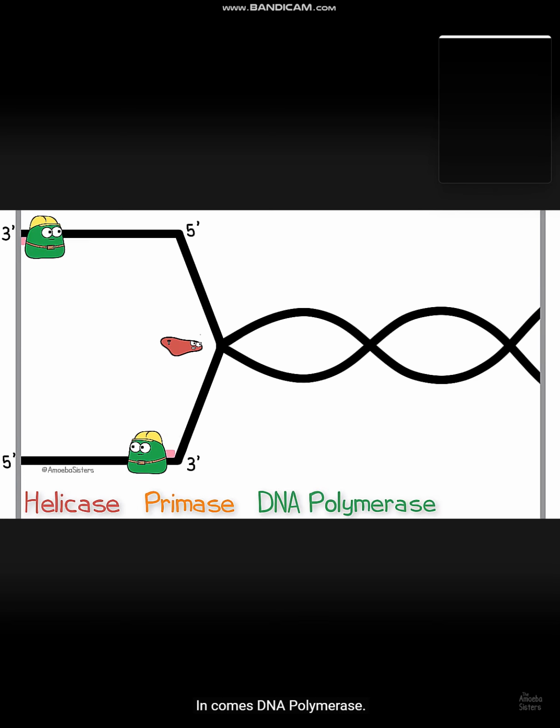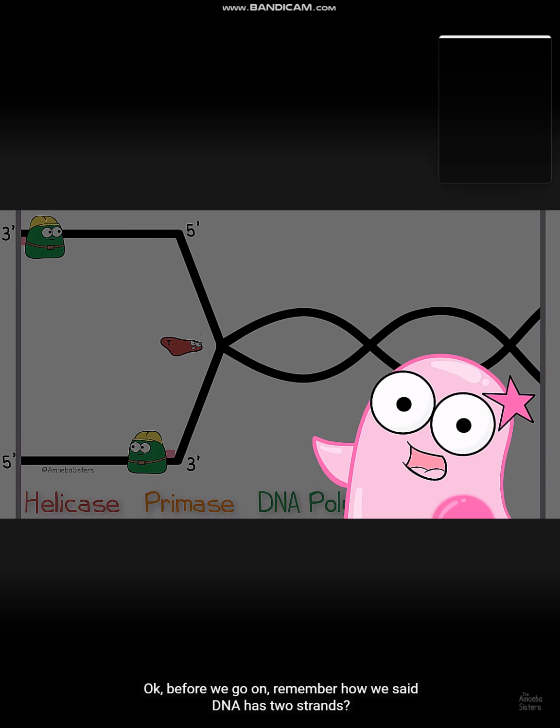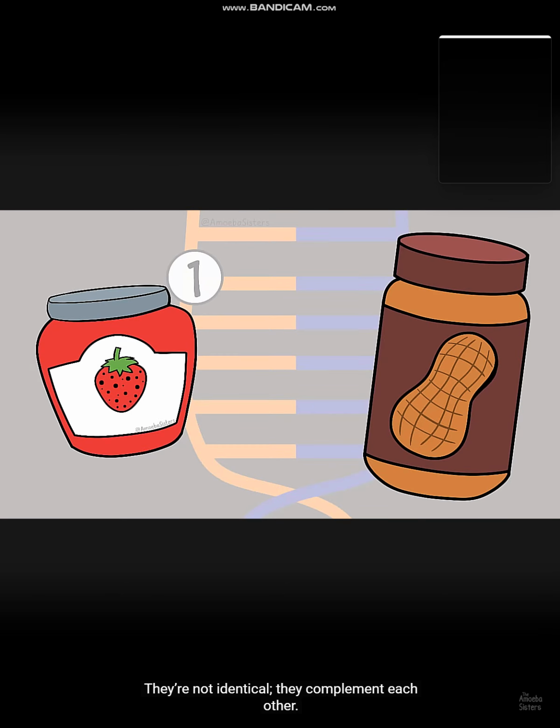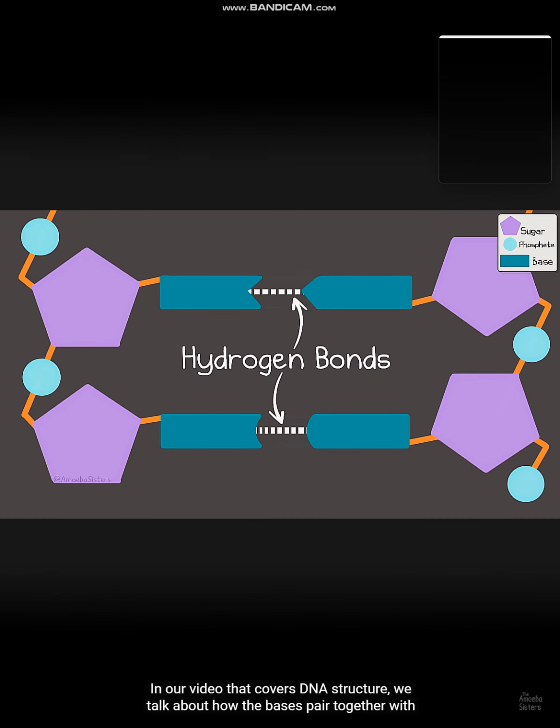In comes DNA polymerase. Okay, before we go on, remember how we said DNA has two strands? They're not identical, they complement each other. In our video that covers DNA structure, we talk about how the bases pair together with hydrogen bonds.